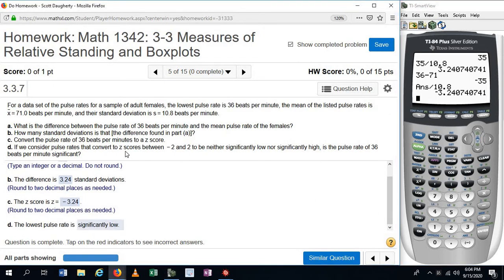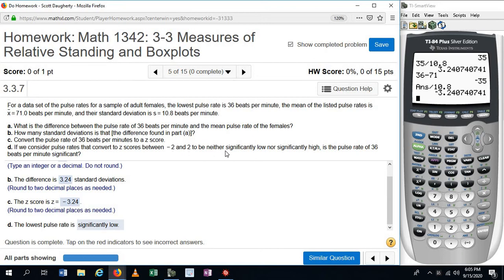Okay, and then part D says, if we consider pulse rates that convert to z-scores between negative 2 and 2 to be neither significantly low nor significantly high, is the pulse rate of 36 beats per minute significant? Okay, well, this pulse rate of 36 converts to a z-score of negative 3.24, which happens to be below negative 2. And so that would be considered significantly low.